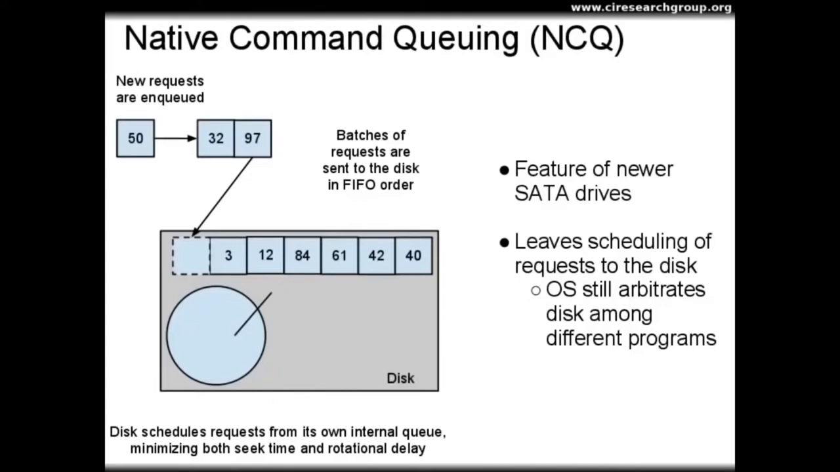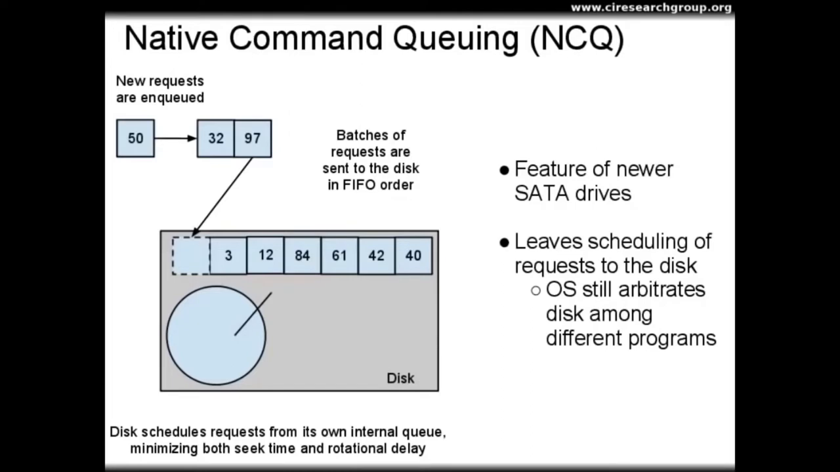The reason being is that they implement something called native command queuing. This is a feature of newer SATA drives, and basically native command queuing leaves scheduling of disk requests up to the disk itself. The disk circuitry and firmware makes the decision about which request to handle next. To do this, the disk has a built-in priority queue of about 32 entries, and the disk is able to schedule its requests automatically, taking into account both the seek time and the rotational delay, since the disk knows the location of the platter. This makes modern disks much more efficient, and this works with logical block addressing.